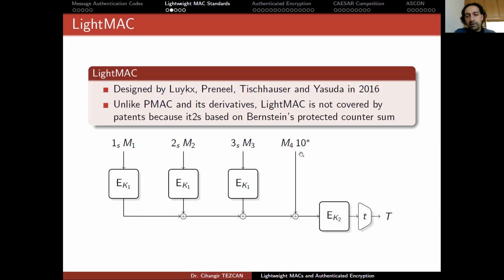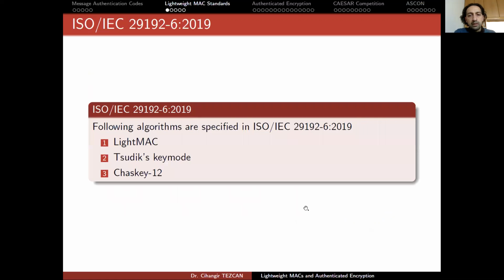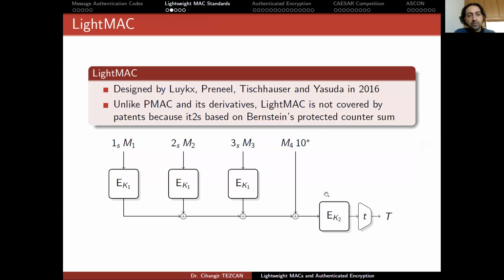And at the end, you perform padding here, a 1 and as many zeros as necessary. And finally, you perform a final encryption, but this time you are using a different key. And then if a truncation is needed, you perform it and produce the tag. So it is a very simple design. These are ISO's standards for lightweight MACs, actually. These standards are for lightweight message authentication codes announced in 2019 by ISO.